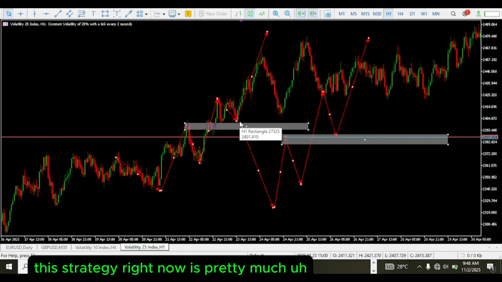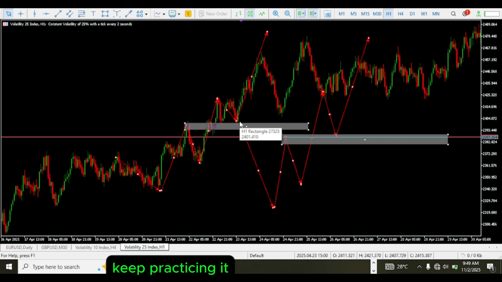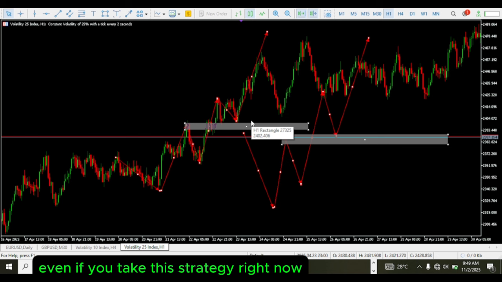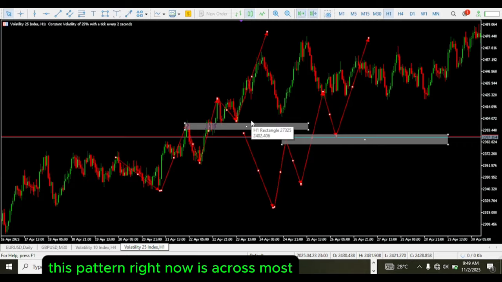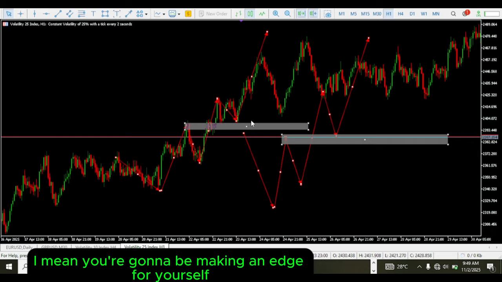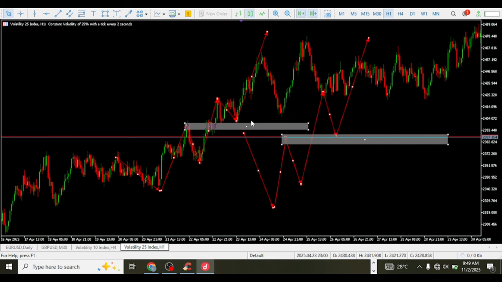This strategy right now is pretty much explanatory, guys. It's not hard. What you just have to do is practice with time. Keep practicing it, then you're going to be good with it. Even if you take this strategy as the only pattern in which you're going to be trading in the market, guys, this pattern occurs almost every day on your charts. So when you keep practicing it all the time, you're going to be making an edge for yourself with this particular pattern on the chart, guys. Do you get me?